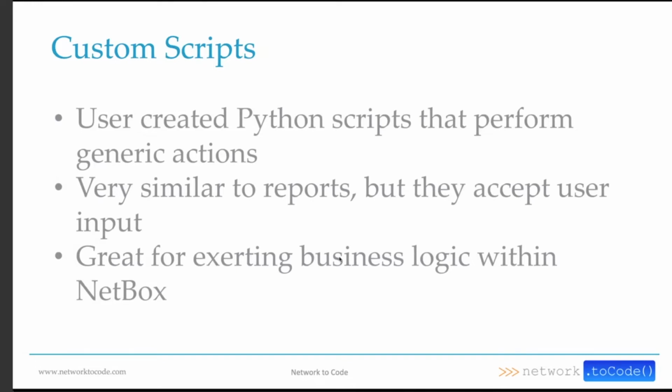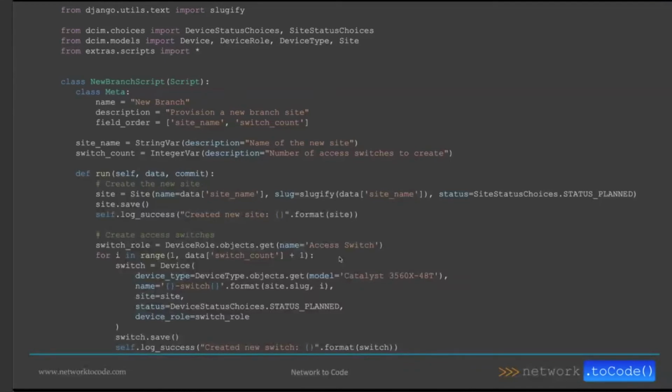So in this case, this is a script. Obviously this is a bit more code than we had in the report, but what we're doing here is we've defined 2 variables. And the variables determine what the form renders to for the user to input data in the web form. So we want to ask the user for the name of a site that they want to create and how many access switches they want to create.